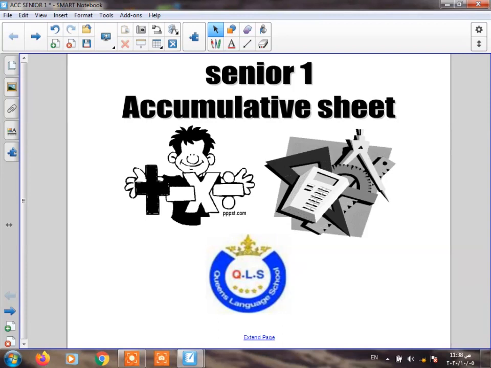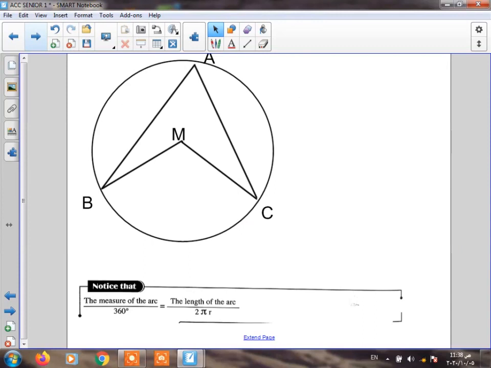First, I have to start with the geometry part, which is talking about the central angle and the inscribed angle and the relation between them and the arc. To remember this, I have first of all a circle. Of course, M is the center of this circle. Okay? According to M being the center of this circle, I have here a central angle.